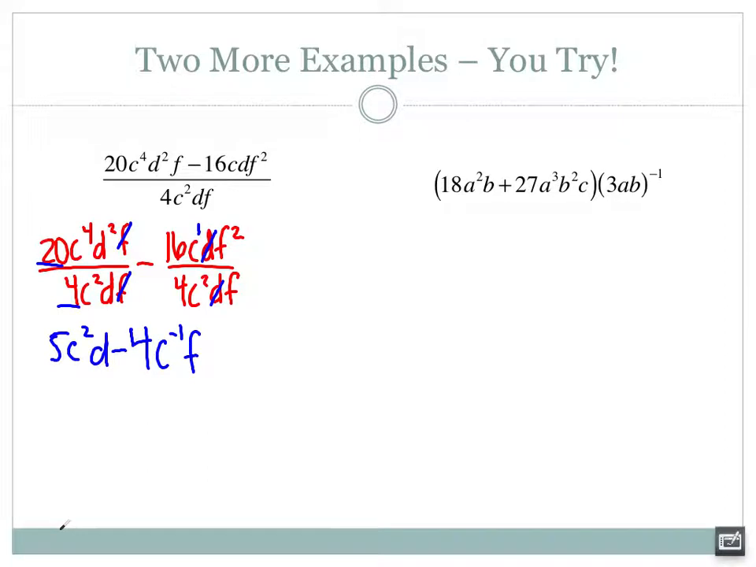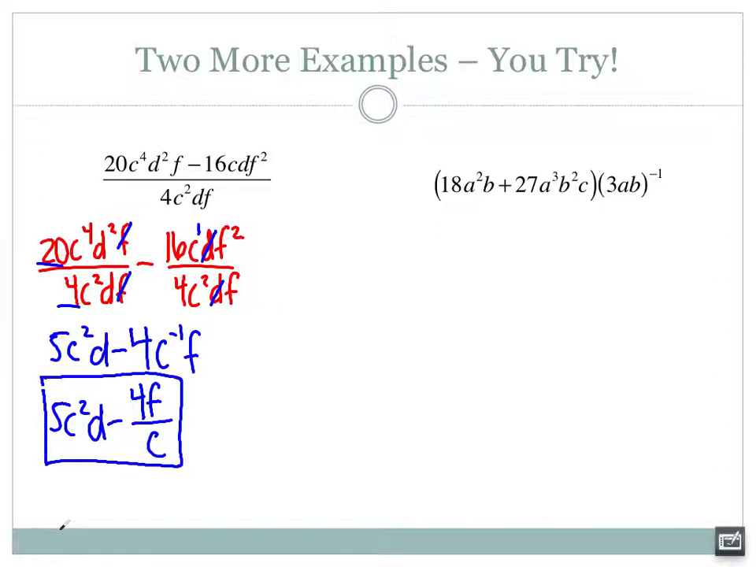Not allowed to leave negative exponents. I'm going to rewrite this first monomial. I'm going to subtract 4f all over c. c is the only variable that had negative exponents, so that's the only one that moves. The 4f stays in the numerator.